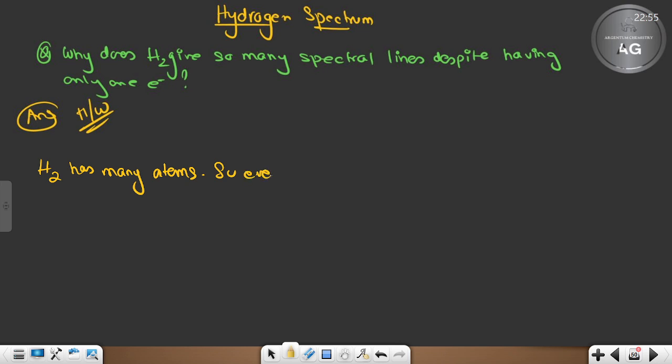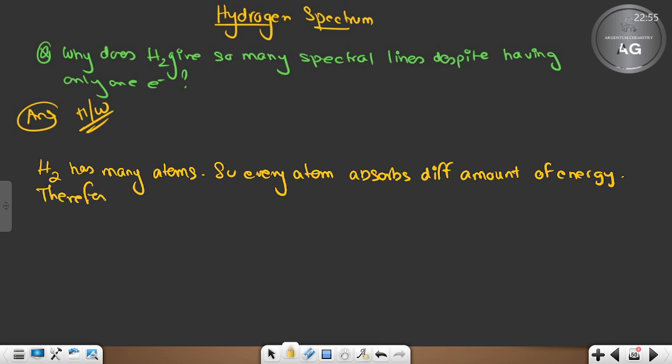So every atom absorbs a different amount of energy. Now, if every atom absorbs a different amount of energy, then they will get excited to different states. So if they are getting excited to different states, the number of spectral lines will increase. Clear? This is the reason. You all should know. Done?